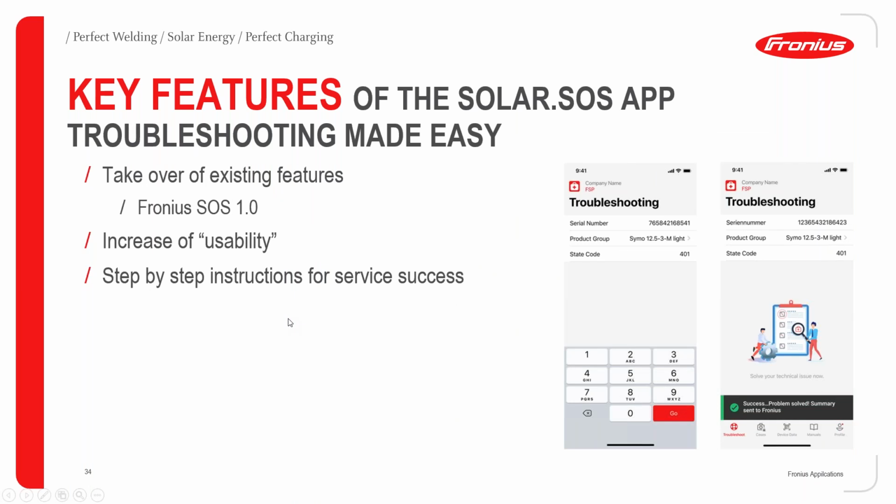Main thing is, again, this troubleshooting. As soon as you enter the serial number, you can tell the product group, and then you can enter the state code. When you enter the state code, there will be a step-by-step instruction for the troubleshooting. For example, check the neutral cable on the AC side, or maybe the fastening screw is missing. So it depends on which error code, which state code you are entering into this system. Maybe there is no AC, no DC, low DC. So it can be anything. As soon as you enter the state code, this app will guide you through the troubleshooting process.